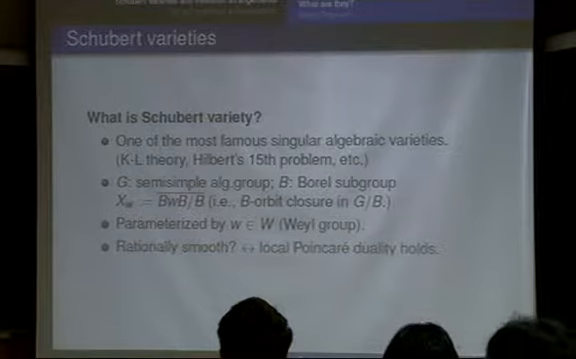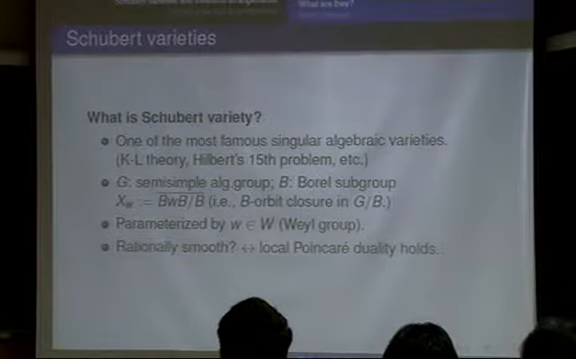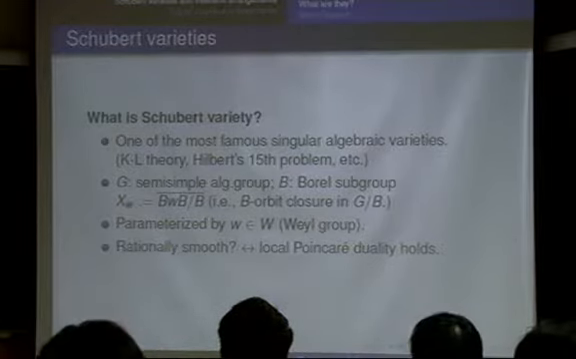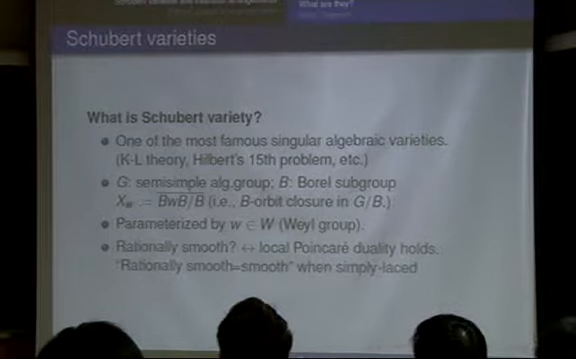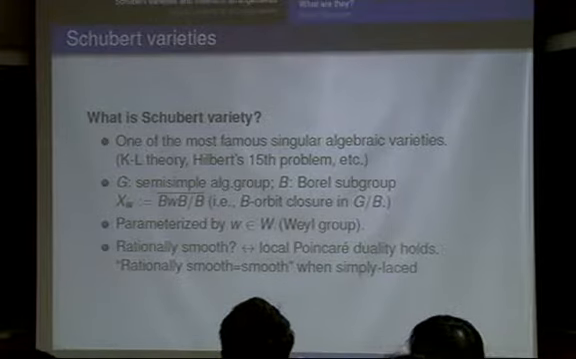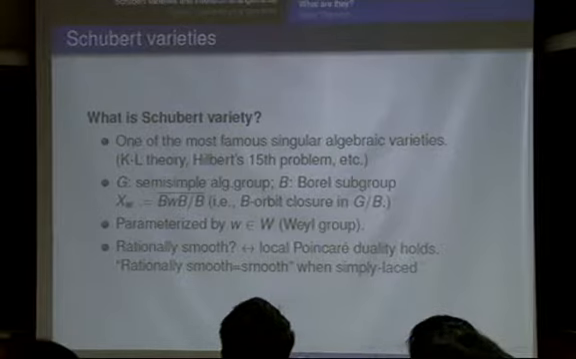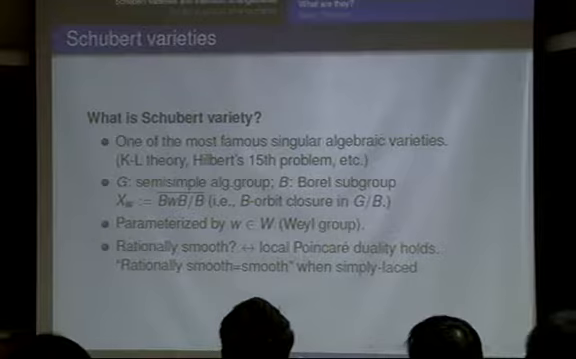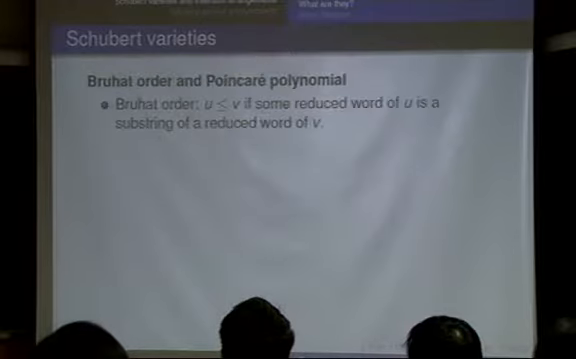Rationally smooth means, roughly speaking, that there's a local Poincare duality. So local cohomology has a Poincare duality at each point. For the simply laced case, which means the Dynkin diagram has no multiple edges, that is type A, D, and E, rationally smooth is just equivalent to smooth.